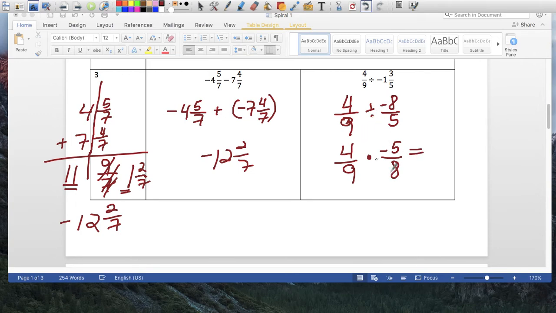There's nothing to simplify. Oh, there is. You can simplify the 4 and the 8. 4 divided by 4 is 1. 8 divided by 4 is 2. Nothing else to simplify. So a positive times a negative gives you a negative. 1 times 5 is 5. And 9 times 2 is 18. Final answer, negative 5 over 18.